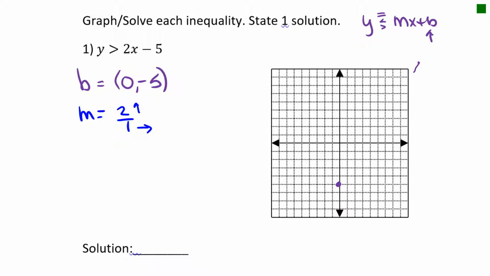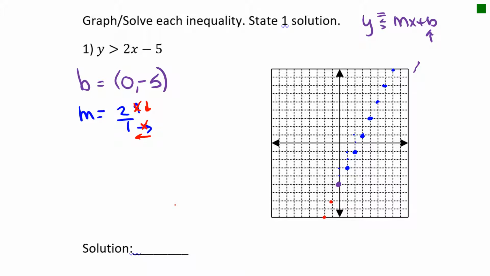So from there, up 2, right 1, right there. Up 2, right 1, up 2, right 1, up 2, right 1. Remember, instead of up 2, right 1, I can go down and left. As long as I change both of them, I can get my point in either direction.